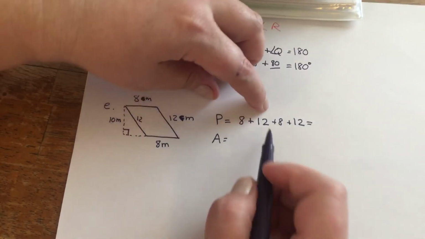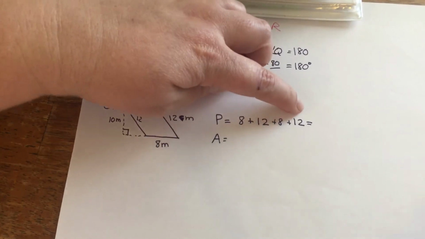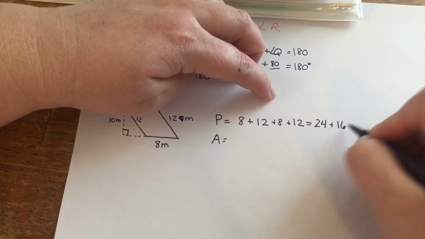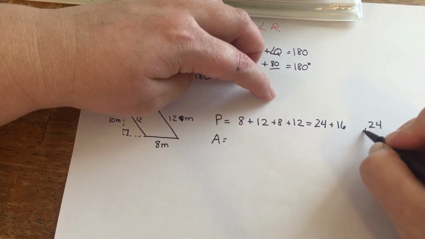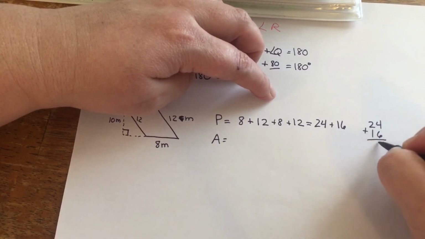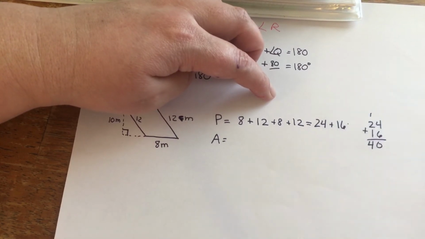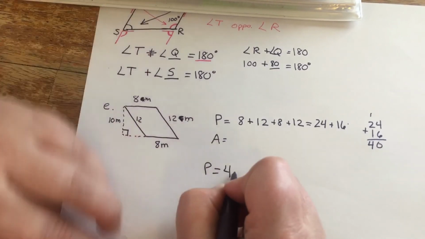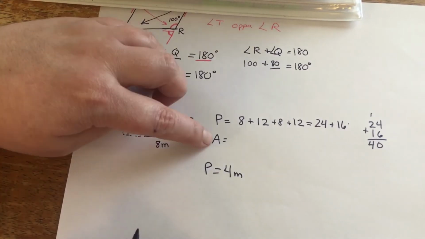So what's that? I know 12 plus 12 is 24. I know 8 plus 8 is 16. So we have 24 plus 16. 6 plus 4 is 10, 2, 3, 4. So the perimeter looks like it is 40 meters. Okay, how about our area?